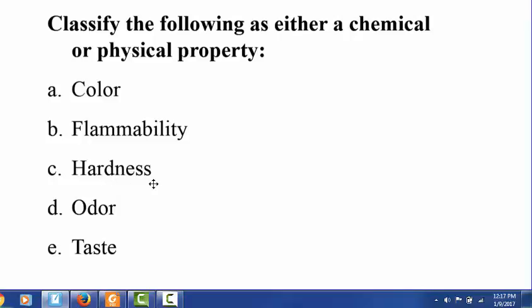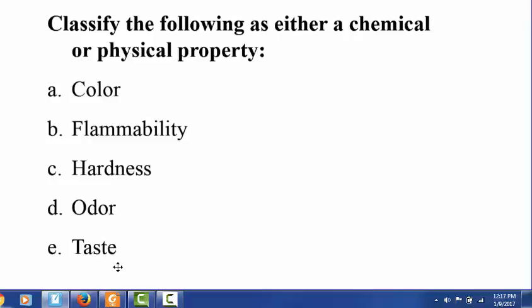Hardness. Can I observe how hard something is without chemically changing it? Yes, so that would be a physical property. Odor. Can I observe something's odor without chemically changing it? Yes, I can observe odor without chemically changing it, so that would be a physical property.